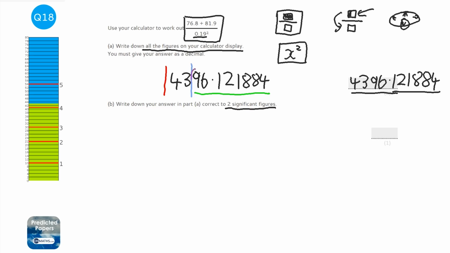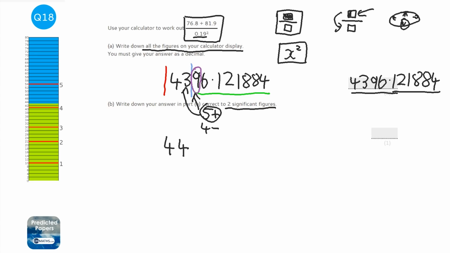Now, this number here, the 9, is what we call a decider number. That number is going to go. That 9 is gone. Okay? But before it goes, we need to see whether that is 5 or more or 4 or less. If it's 5 or more, it pushes that 3 up to a 4. So the answer will be 4, 4, and then you'd think, oh, okay, that's it, rounded.